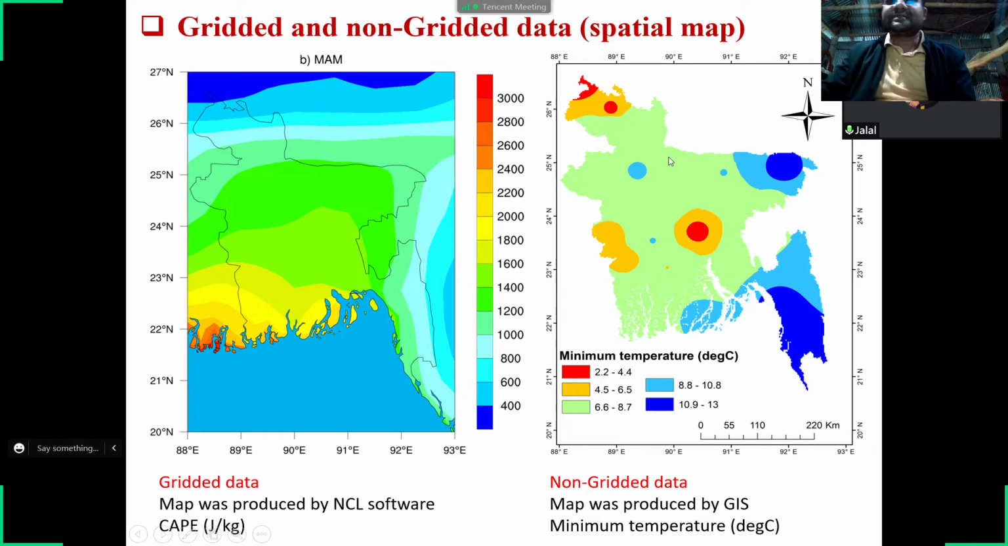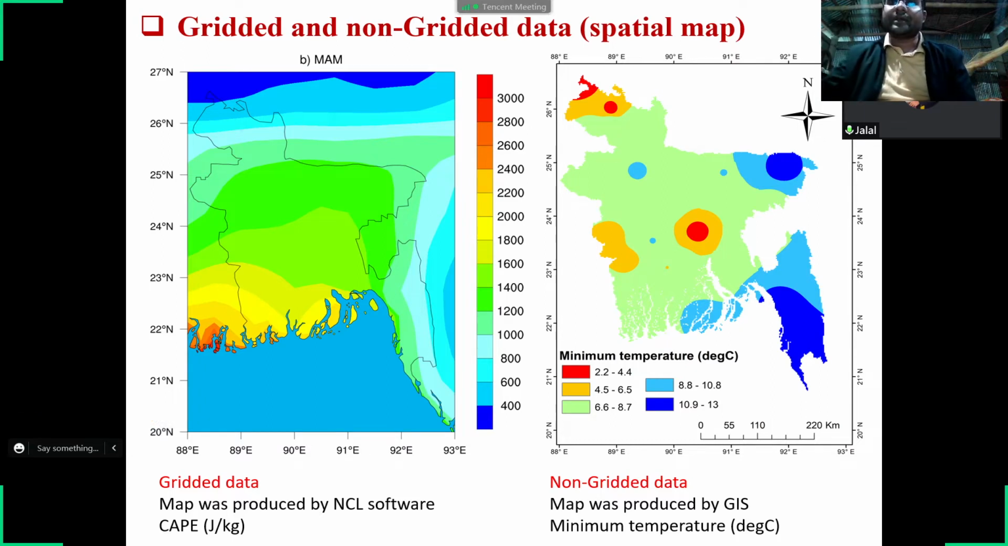Say for example, this is Bangladesh. Bangladesh has 34 meteorological stations, right? Maybe you have only 10 stations' data. So how to cover the whole of Bangladesh? That's why in ArcGIS we use IDW. Have you heard the name IDW? IDW, inverse distance weighting. Yes, in ArcGIS, yes.